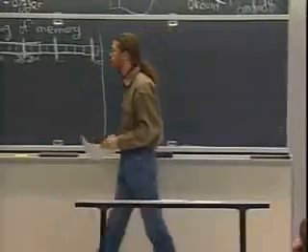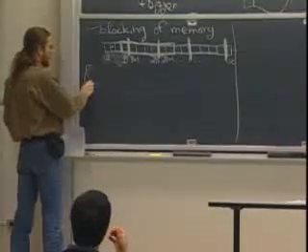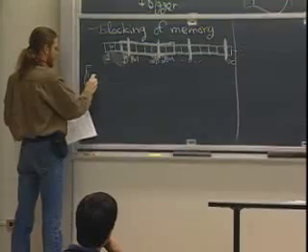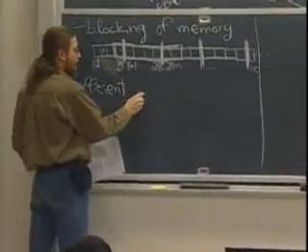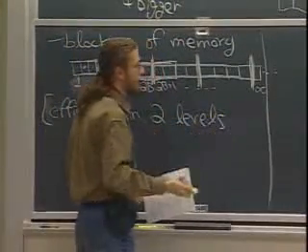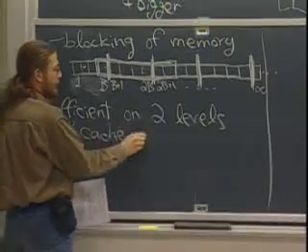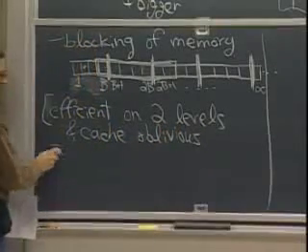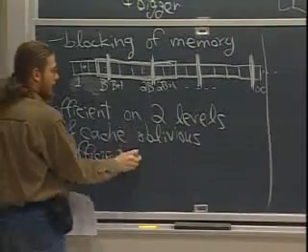I want to mention one other fact or theorem. I'll put it in brackets because I don't want to state it precisely. But if you have an algorithm that is efficient on two levels, so in other words, if we just think about the two-level world and your algorithm is cache oblivious, then it is efficient on any number of levels in your memory hierarchy.